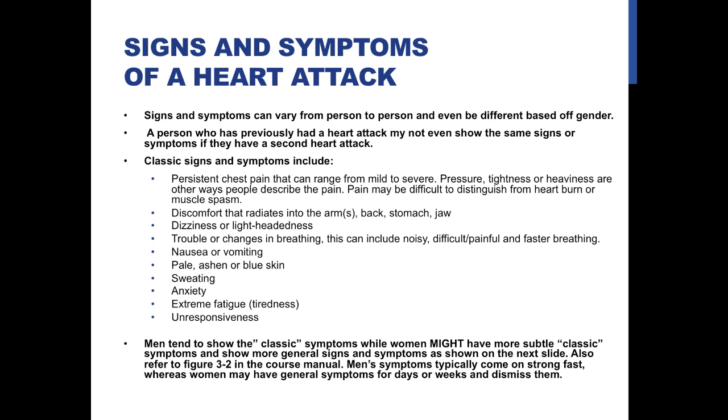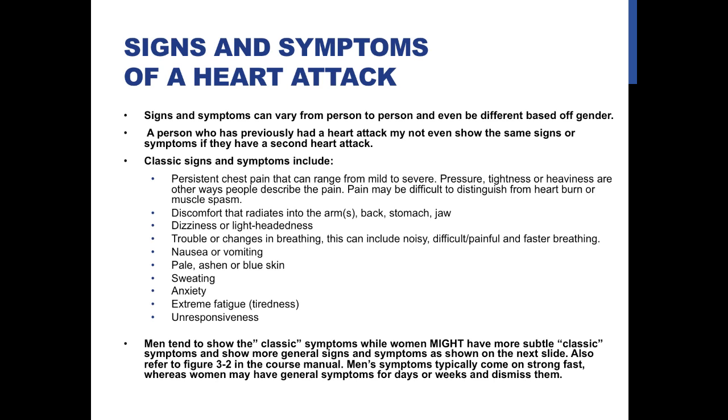The classic symptoms that people think about, and they are the most common symptoms that people suffer from, are persistent chest pain. Now, the chest pain can range from mild to severe. It can also be described as being pressure, tightness, or heaviness. Pain may be difficult to distinguish from heartburn at times, as well as a muscle spasm. Discomfort that radiates into the arms, back, stomach, jaw. Most commonly the left side, so left arm, left shoulder blade, left jaw.